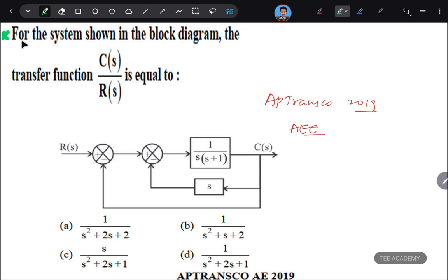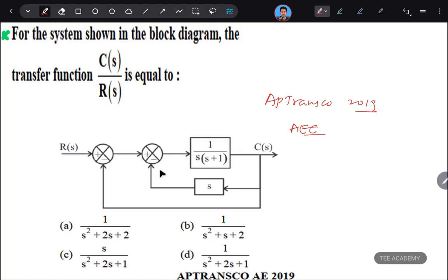For the system shown in the block diagram, we need to calculate the transfer function C(s)/R(s). Here R(s) is the input and C(s) is the output. There is a summing point, and here also one summing point, 1/(s(s+1)), and there is one feedback loop here, and another feedback loop here.